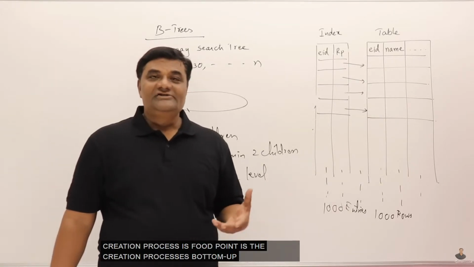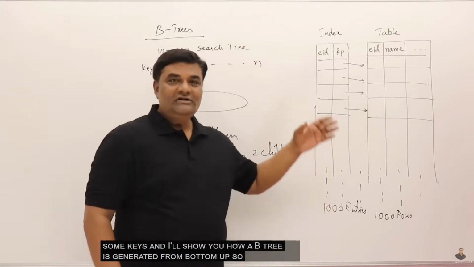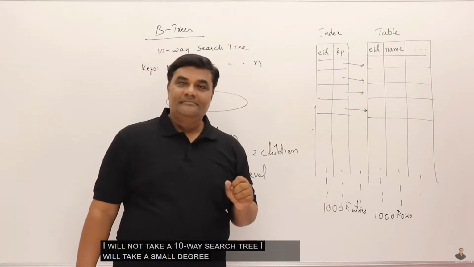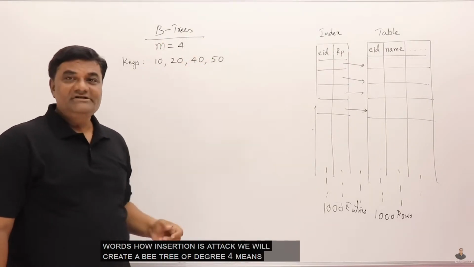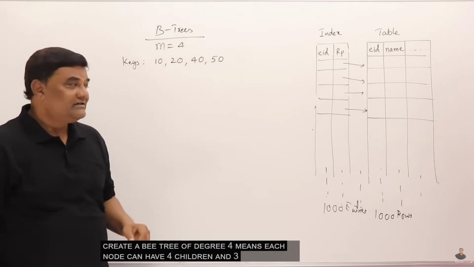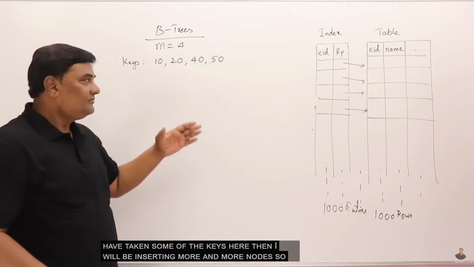Now I will take some keys and show you how a B tree is generated from the bottom up. For that, I will not take a 10-way search tree. I'll take a small degree tree and show you how a B tree is created. In other words, how insertion is done. We will create a B tree of degree 4, meaning each node can have 4 children and 3 keys. I have taken some keys here, and I'll add more keys afterwards.